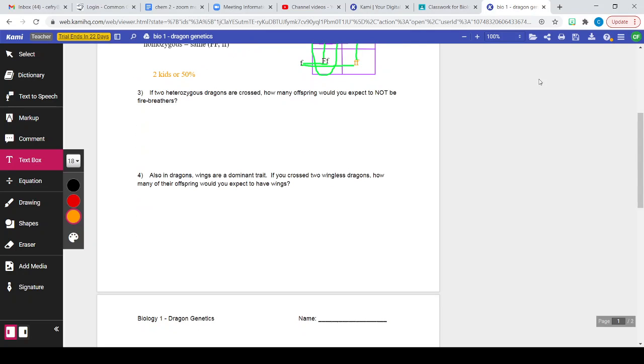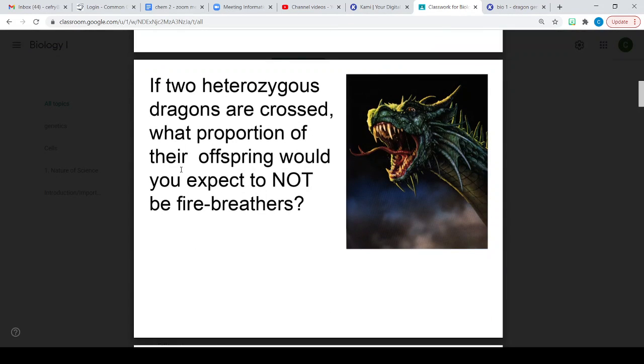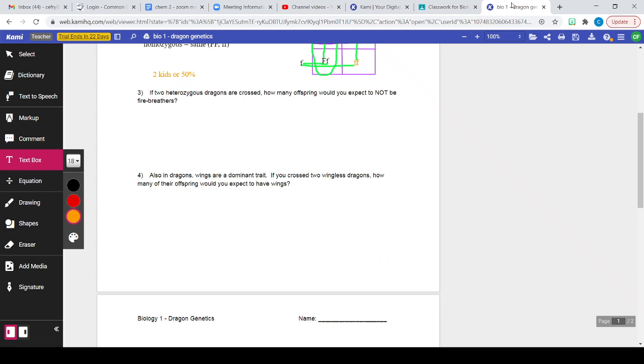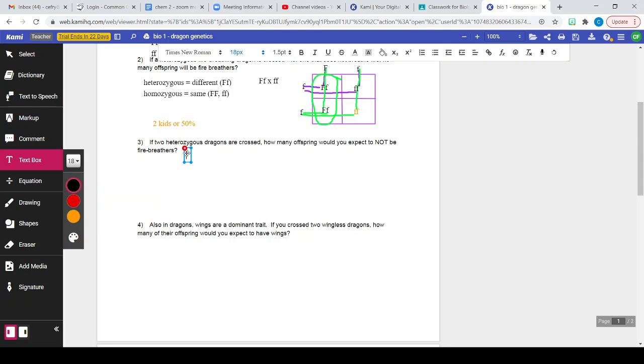Number 3. So let's look here. Number 3, if 2 heterozygous dragons are crossed, what proportion of their offspring would you expect to not be fire breathers? Now I have to go back, these words, we're going to keep seeing these words. You're going to see me saying them over and over again. Heterozygous means different. So, what this means is that one parent is heterozygous, so a capital and a lowercase, and our other parent is also heterozygous, which is a capital and a lowercase.